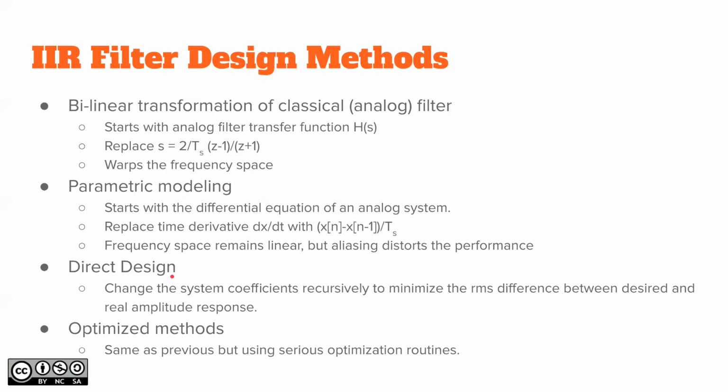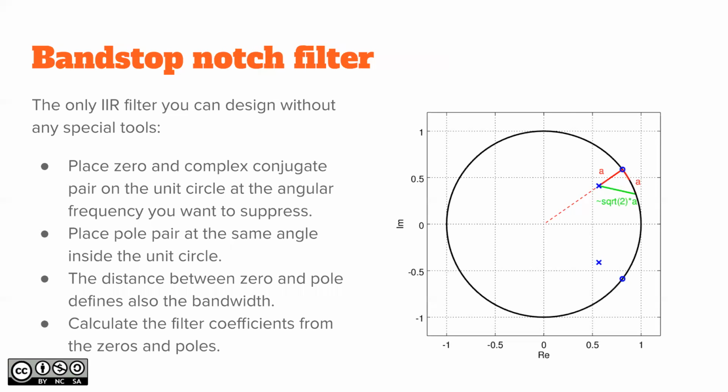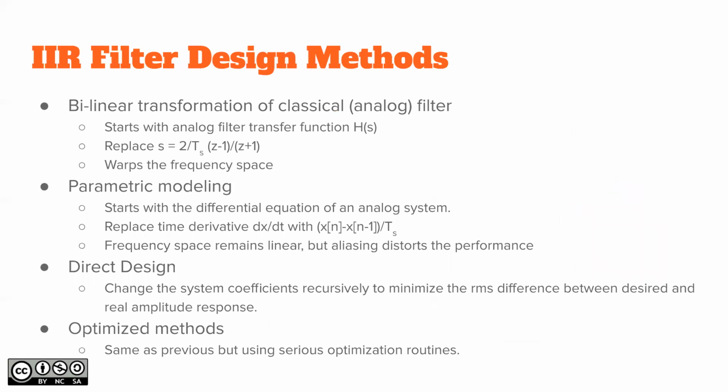Direct design. Change the system coefficient recursively to minimize the root mean square difference between desired and real amplitude response. Okay, there are some routines that do it for you, and basically optimized methods. When you make a code that does it, we call it an optimized method.